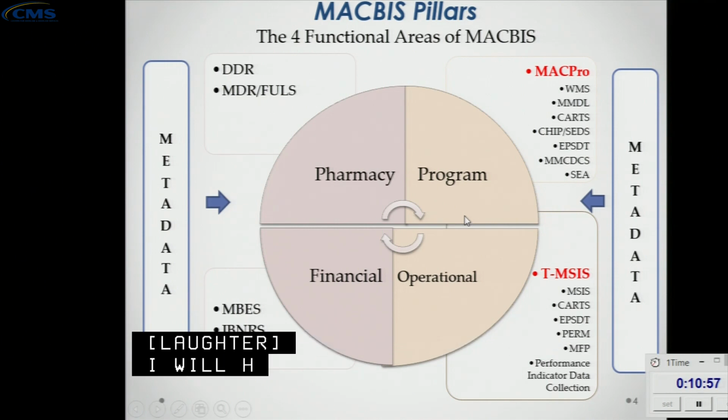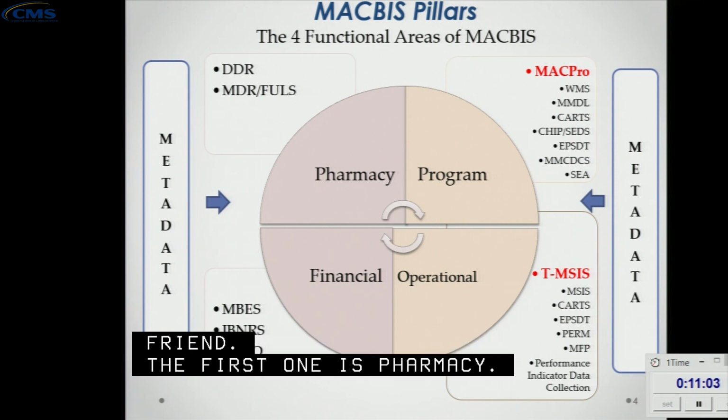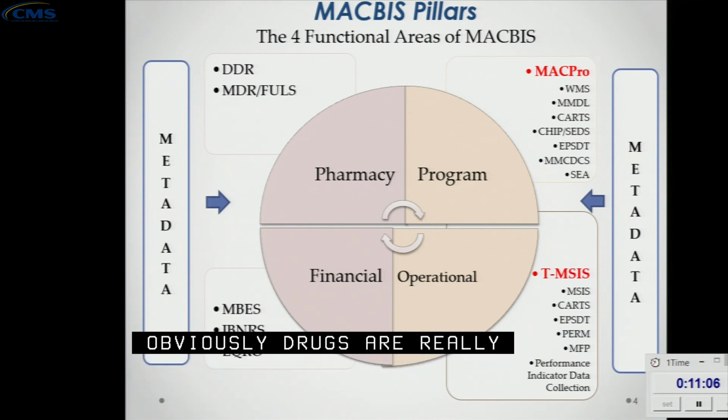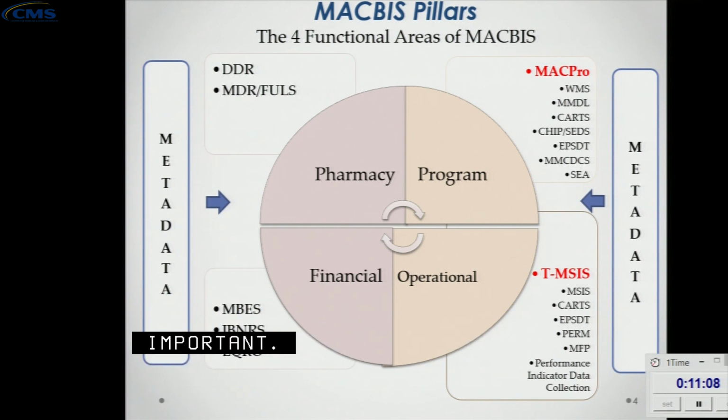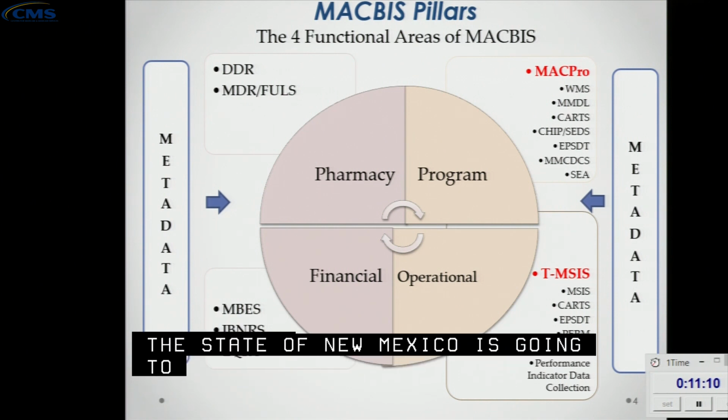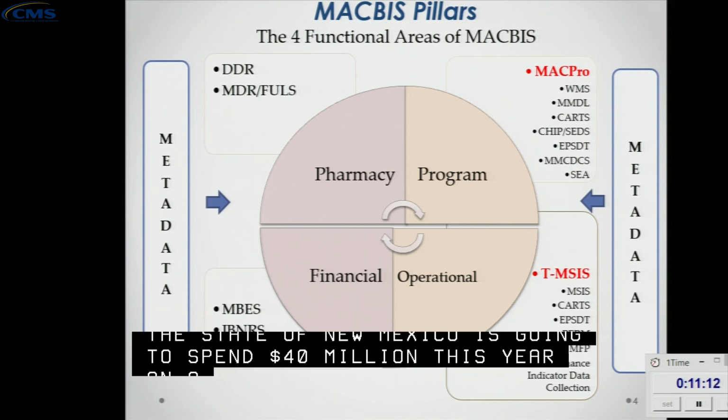So the 4 pillars, the first one is pharmacy. Obviously, drugs are really important. You know, Dave was talking about what he saw in the news. One of the things that caught my eye in the news this week is the state of New Mexico is going to spend $40 million this year on one drug for hepatitis in Medicaid. One drug.